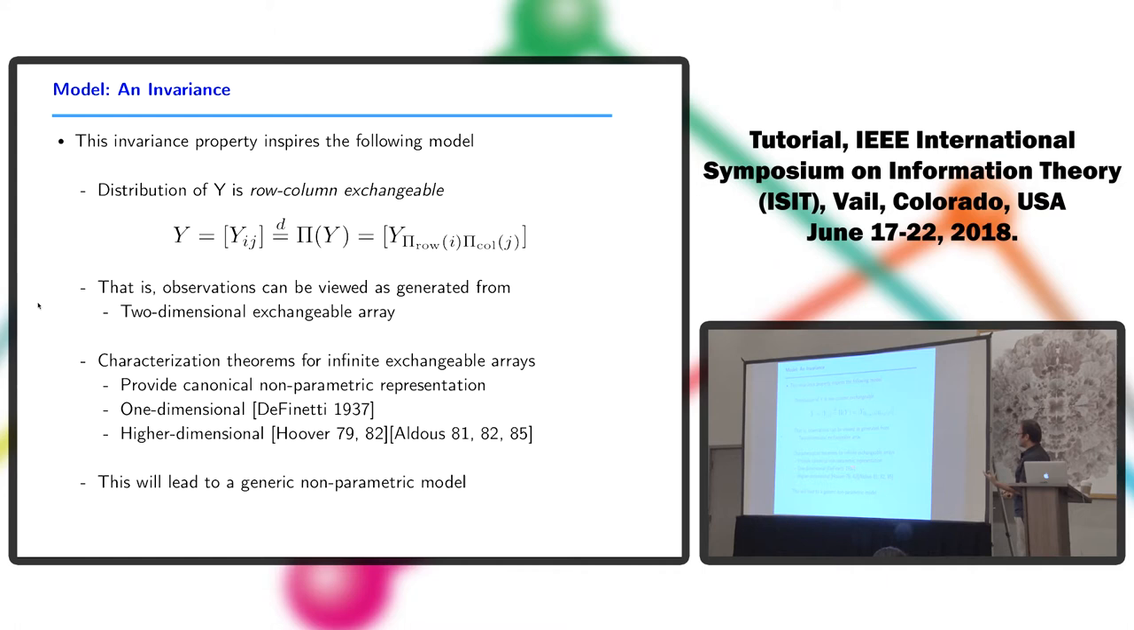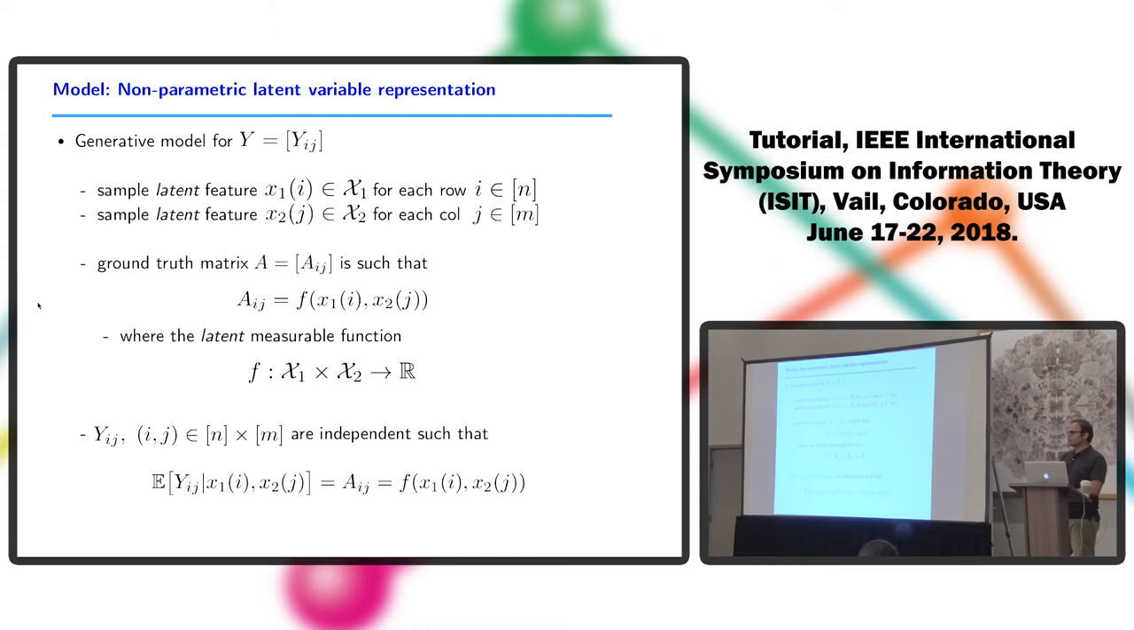A similar characterization led to characterization for higher dimensional arrays. In particular, this is a two-dimensional array. Those are the collection of results by Hoover and Aldous in the late 1970s, early 80s, which, using this property, lead to this canonical latent variable model. So what is this canonical latent variable model? It's a generative model for the data in this setting, where the idea is that you are going to generate this random matrix Y_ij as follows.